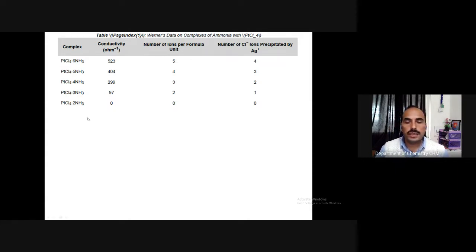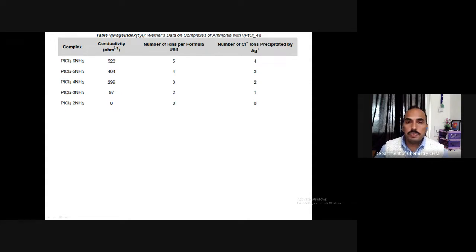Alfred Werner made a couple of series of complexes, like the platinum series and the cobalt series. For example, in the platinum series, he isolated five complexes of different color and different properties. First he performed conductivity. Conductivity we perform even today.